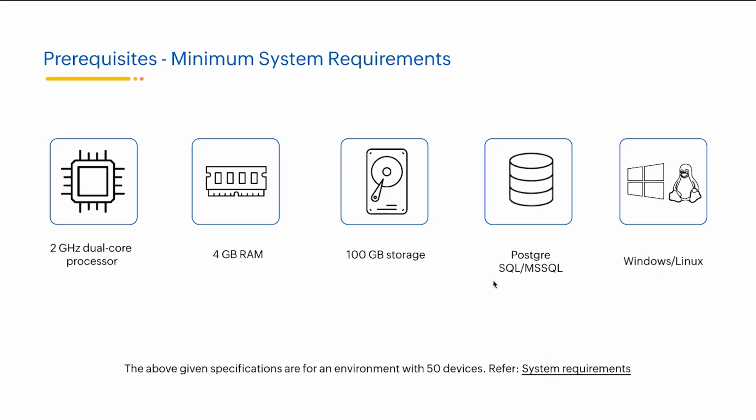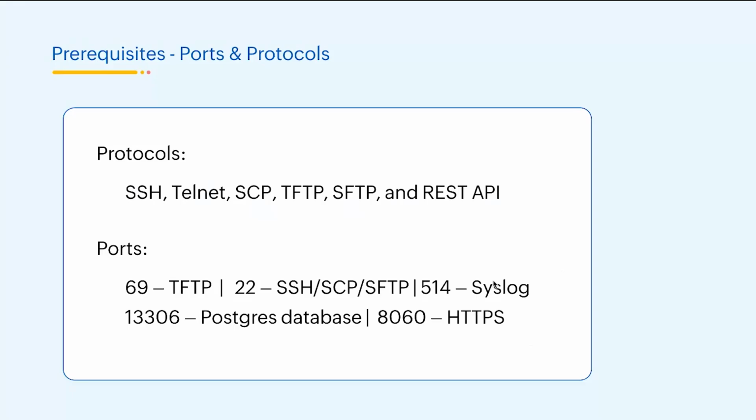So now we are moving on to the ports and protocols section of NCM. So protocols supported in NCM include SSH, Telnet, SCP, TFTP, SFTP, and REST API. Port 69 is for TFTP, and port 22 is specified for SSH or SCP or SFTP. Port 514 is designated for syslog, port 13306 is for database, and 8060 is reserved for the HTTPS protocol.